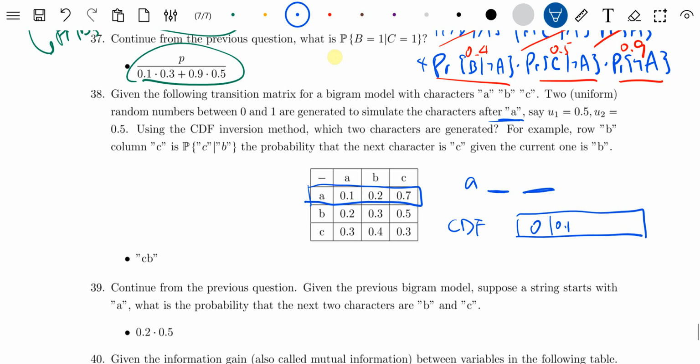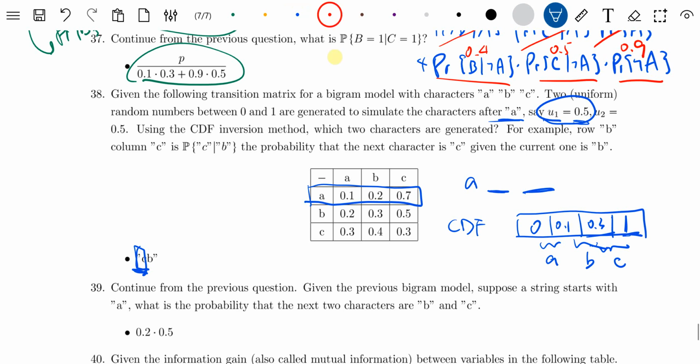So if it's between 0 and 0.1, then the random character will be A. And if it's between 0.1 and 0.3, again, it's just adding up consecutive ones, then the output is B. And it's 0.7 plus 0.3, so it's 1. So if it's between 0.3 and 1, then you output C. So here, U1, the first random variable, is 0.5, so it's between 0.3 and 1, so the output is C.